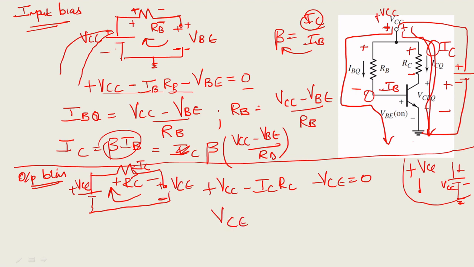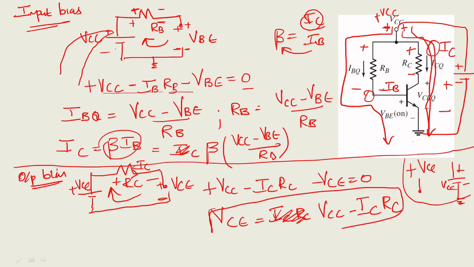So this is the master equation to draw the operating point. So VC equal to VCC minus ICRC. This is the main master equation. Okay, so now I will arrange this entire thing. Now we will see how to find the operating point.